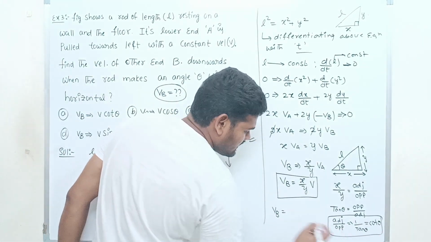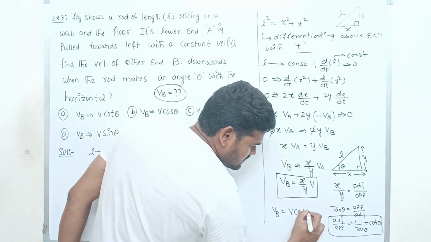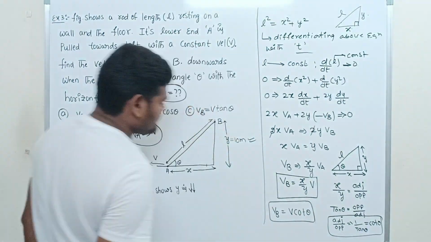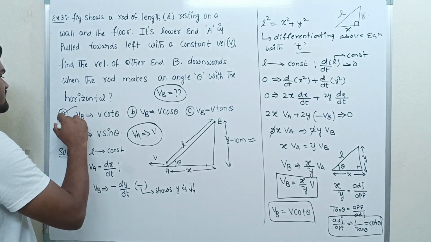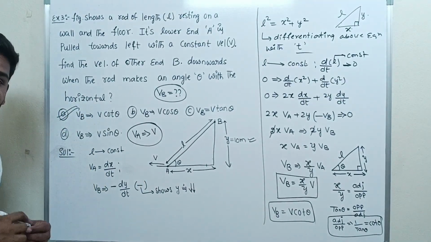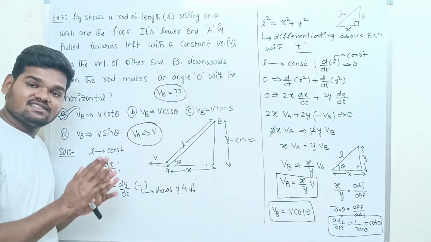X by y is nothing but cot theta. So V into cot theta. So where is V into cot theta? Option A is our answer. Any difficulties there? Simple problem, na?